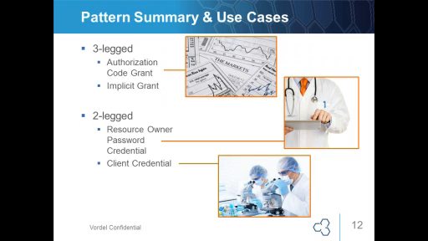So in summary, the three-legged flow allows end users to grant specific permissions, scopes, to third-party applications. This is the classic OAuth use case. The code grant works for confidential clients, server-side apps, and the implicit works for public clients, client-side / JavaScript applications.